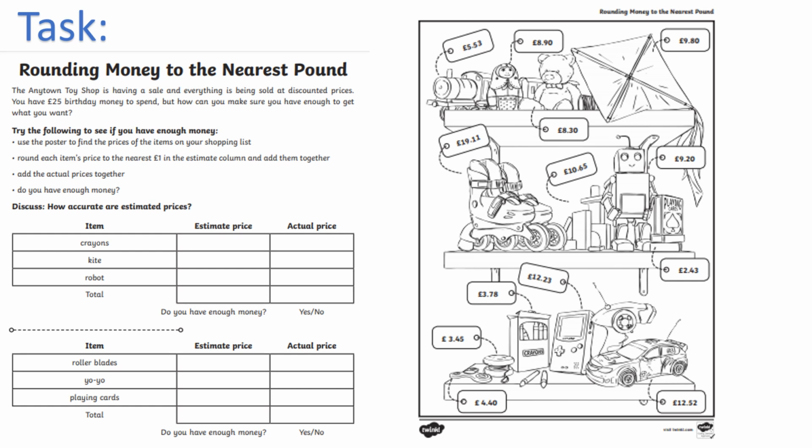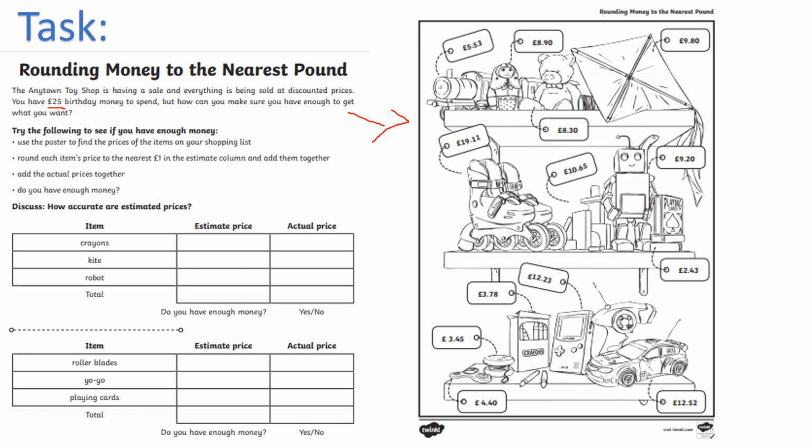The Anytown Toy Shop is having a sale and everything is being sold at discounted prices. You have £25 birthday money to spend, so let's underline the keyword £25. But how can you make sure you have enough to get what you want? Try the following to see if you have enough money. Use the poster to find the prices of the items on your shopping list. So this over here is the poster.